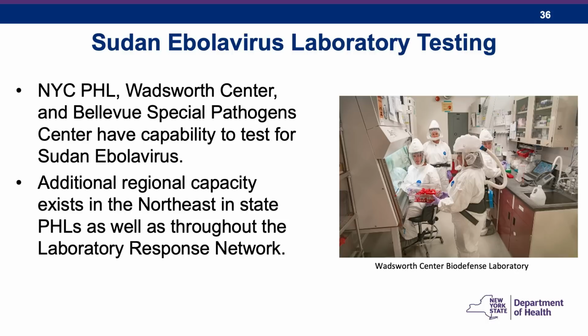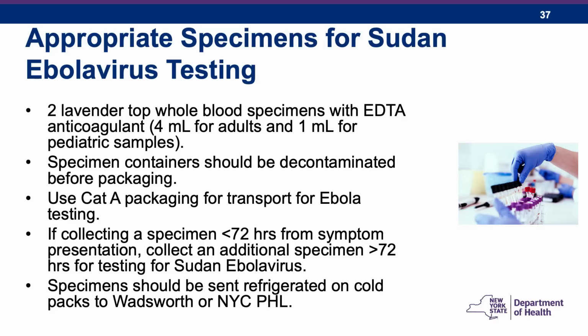Should the need arise, there is additional regional capacity in the Northeast in state public health laboratories, as well as throughout the United States in the Laboratory Response Network. Should the need arise for testing for Sudan Ebola virus, 2 lavender top whole blood specimens with EDTA should be sent to the public health laboratory.